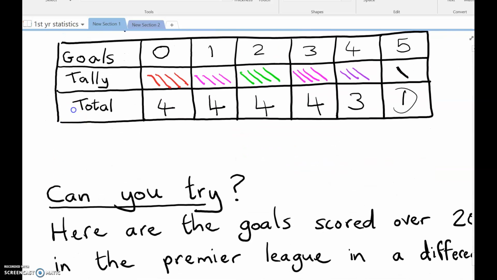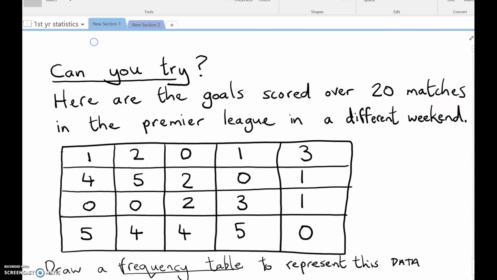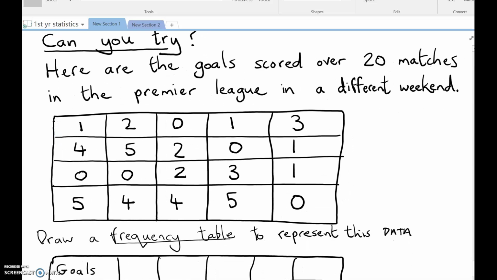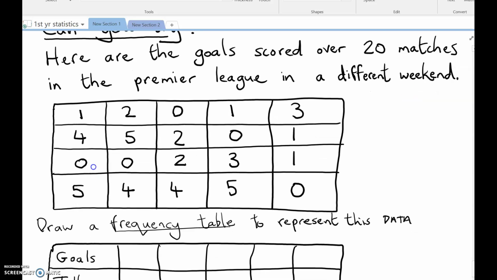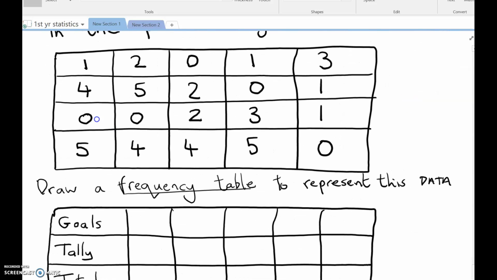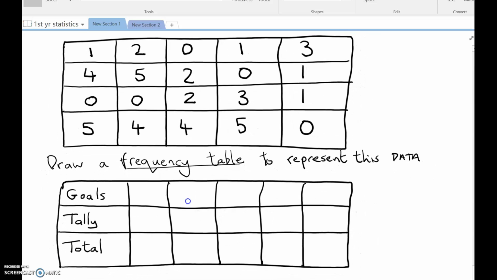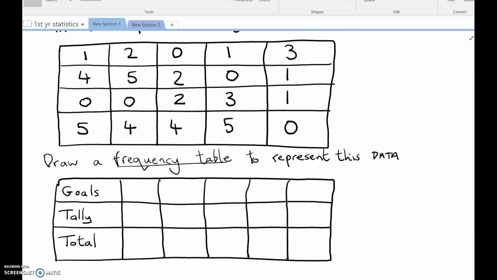Now I want you to try and do one, okay? So here's another weekend's worth of goals. Here are the goals that were scored over 20 matches in a different weekend. So there's all the goals. You don't need to write that into your copy. But what you will need to take down into your copy is this part down here, the frequency table. You need to draw that into your copy.